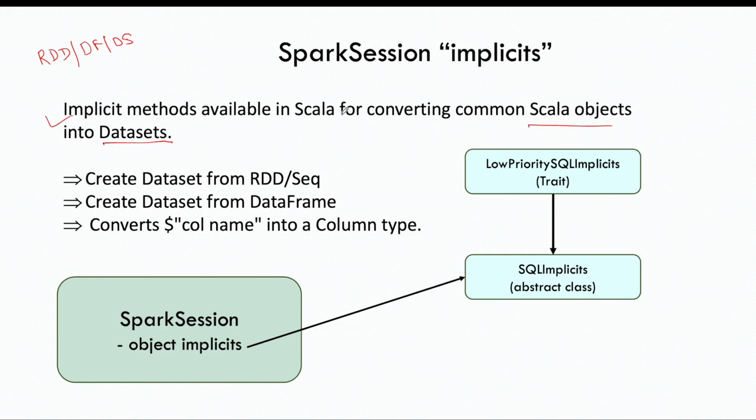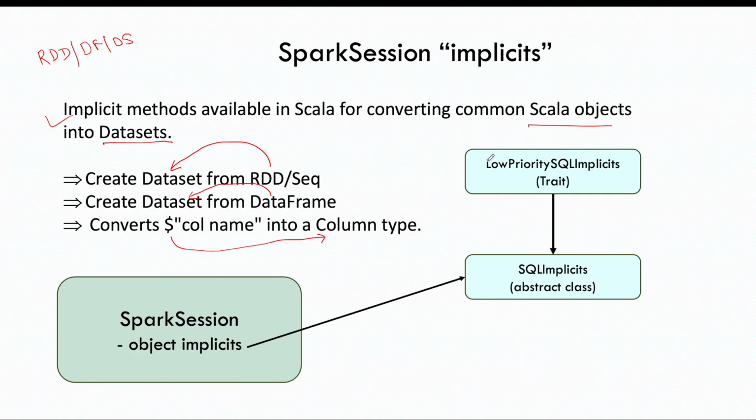So what implicits provide us is the feature that we can use them to implicitly convert an RDD to a dataset. Then we can also convert a data frame to a dataset. And let's say you have a dollar column name, that can be converted to a column type col, which is available in the functions package.